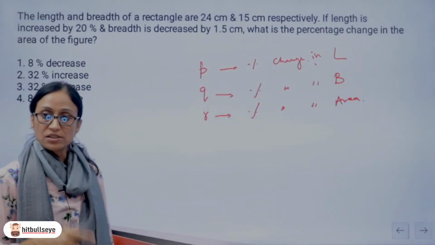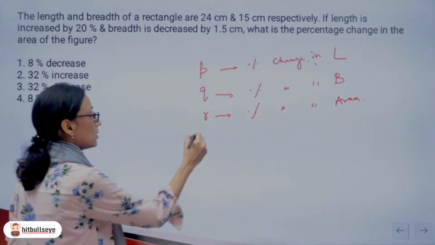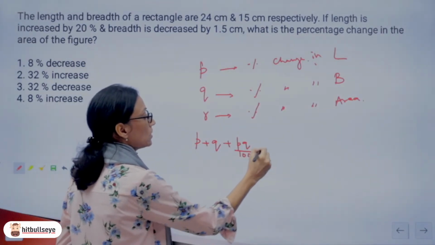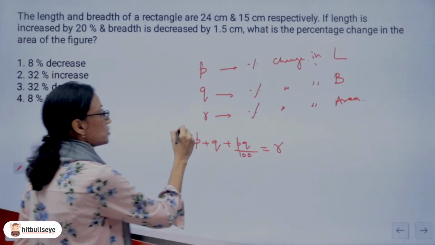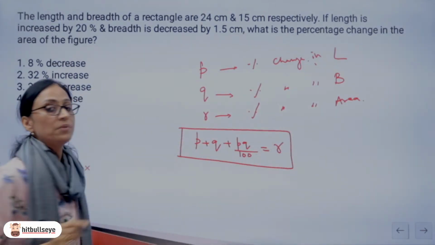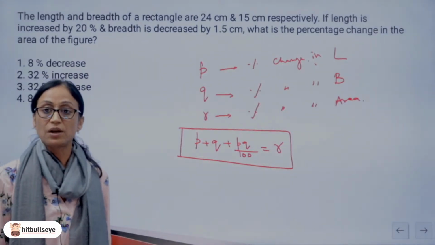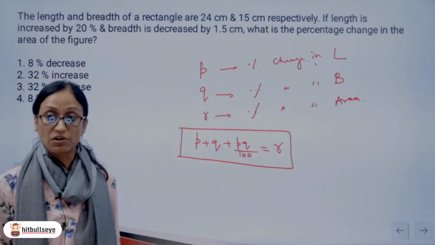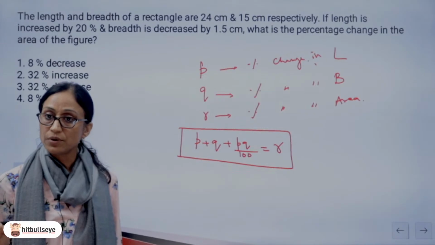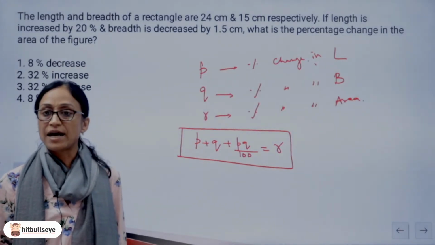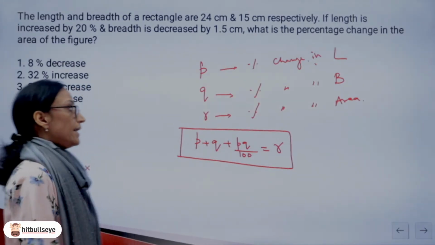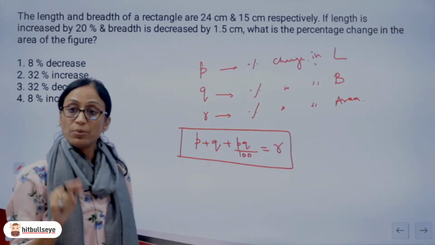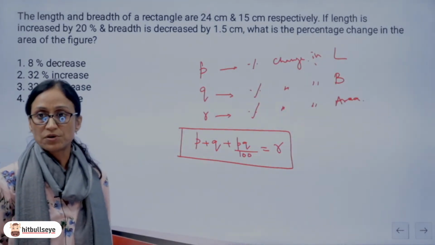Now, the formula which connects these three variables is P plus Q plus PQ by 100 is equal to R. Please do not forget that while using this formula, it's very important to be careful about the sign. By sign, what we precisely mean is, if it is a percentage increase, it has to be given a positive value. If it is a percentage decrease, it has to be given a negative value. Now, when we read the question, everything has to be in percentages. The numerical value needs to be converted into percentages.